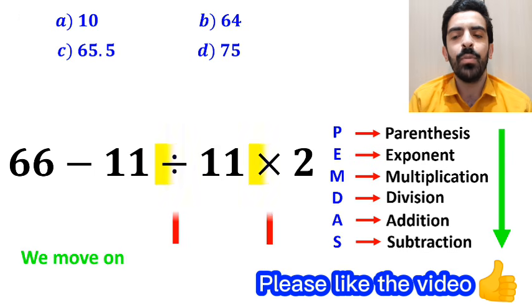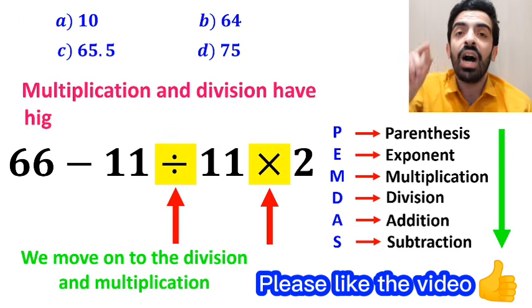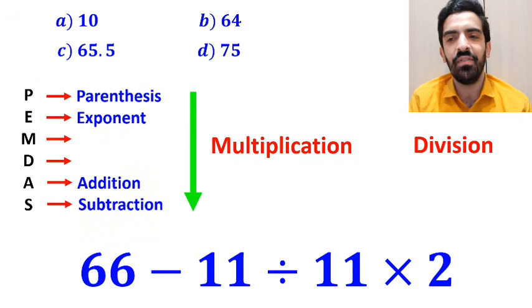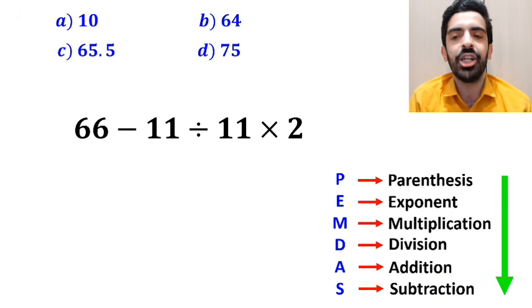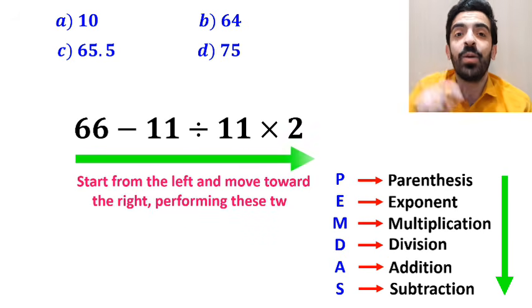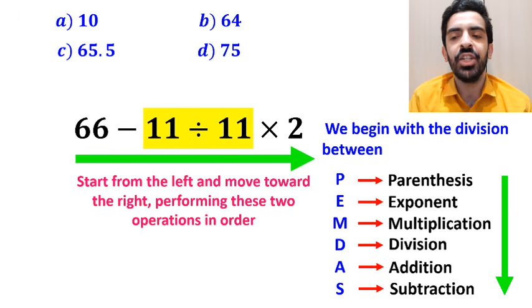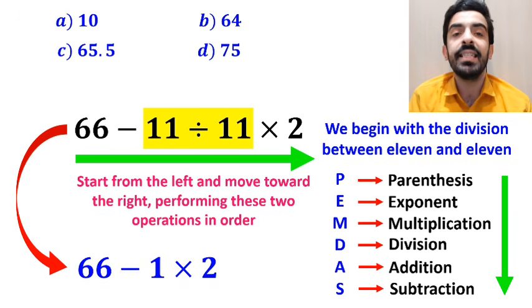In the next step, we move on to the division and multiplication, because multiplication and division have higher priority than subtraction. However, it's really important to understand that multiplication and division have exactly the same level of priority. In this situation, the best approach is to start from the left and move toward the right, performing these two operations in order. So, we begin with the division between 11 and 11. And instead of this expression, we can write 66 minus 1 times 2.